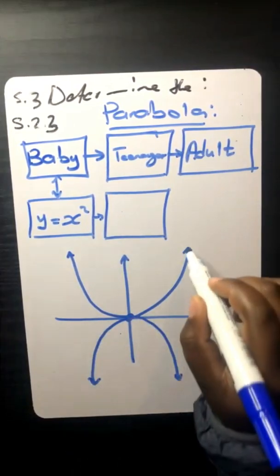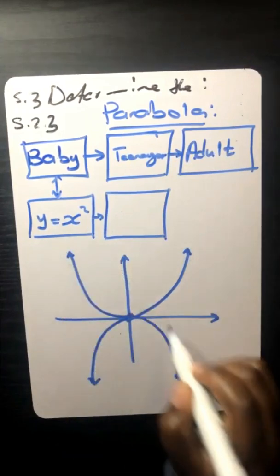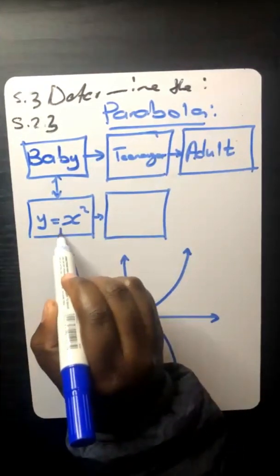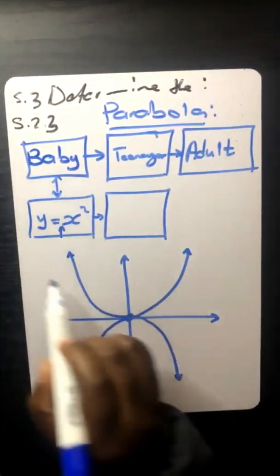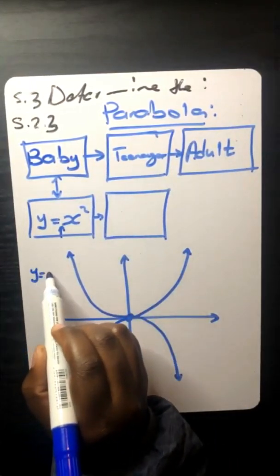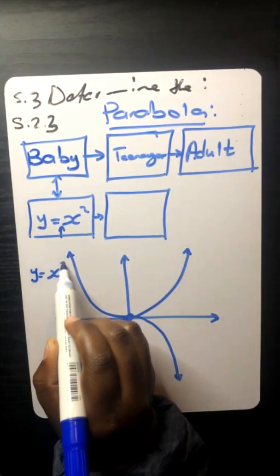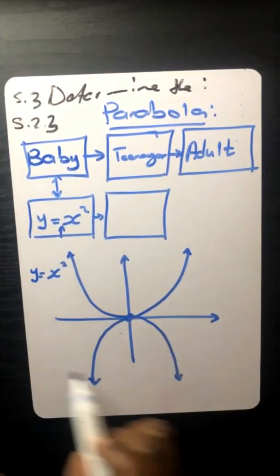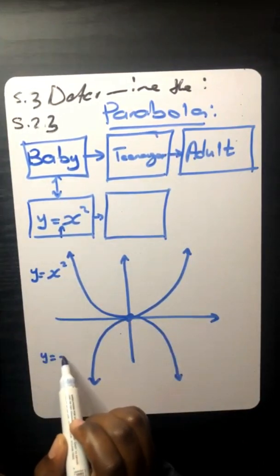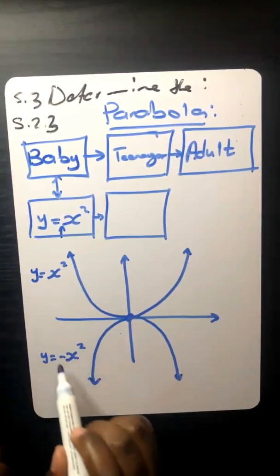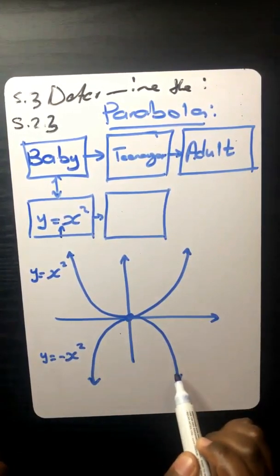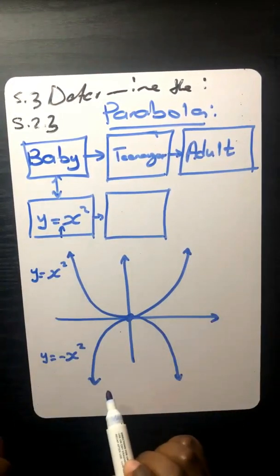So how do you know it's like that? How do you know it's like that? That's if the a value there is positive. So can you see, for this one, it's going to be y equals positive x squared. Then for this one, it's going to be negative 1x squared. So negative a, sad shape; positive a, smiling shape.